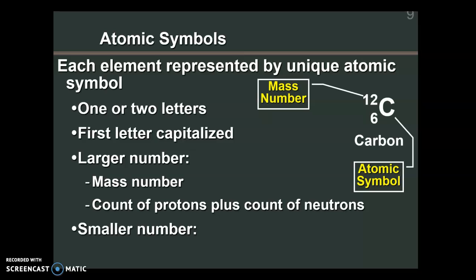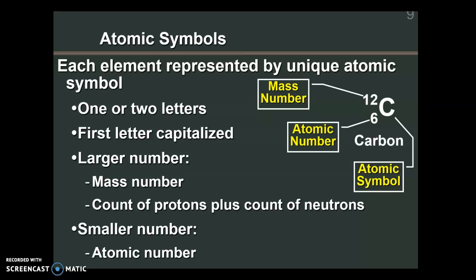The smaller number, or the lesser value number, and I should point out that it's not the font size that I'm referring to when I say larger and smaller, but the value of these digits. The smaller number is the atomic number. And that is going to be specific for each element. It indicates the number of protons found in the nucleus, and that is a very important description of the element. Carbon will always have a 6 in its box in the periodic table. Okay, carbon's atomic number is 6.